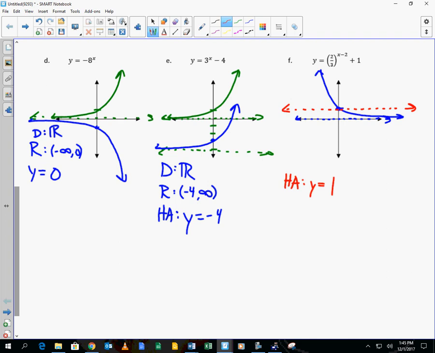Now, the point, it was at 0, 1. So if it moves right 2 and up 1, what's the new location? Yeah, 2, 2. Very good.